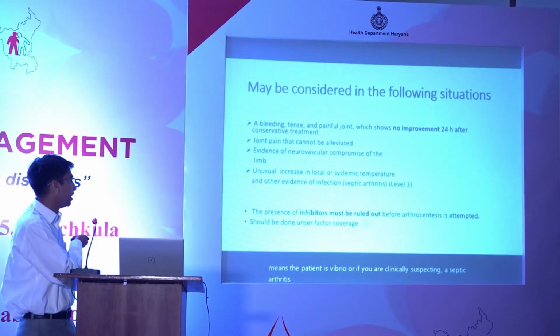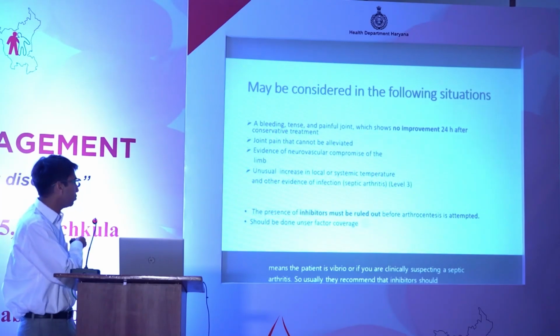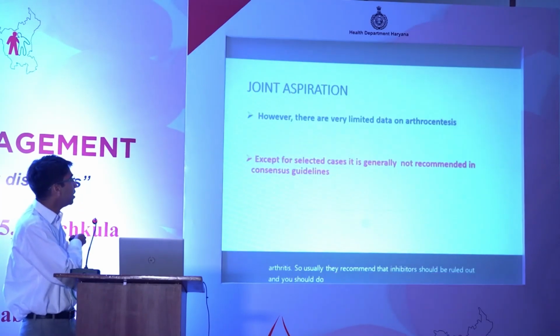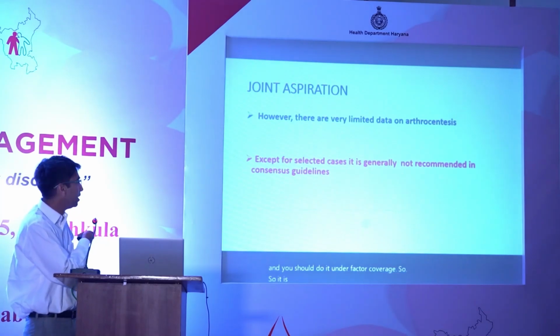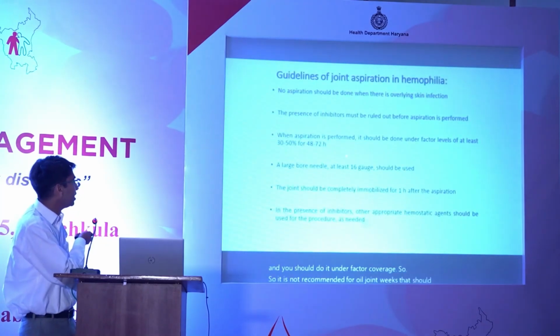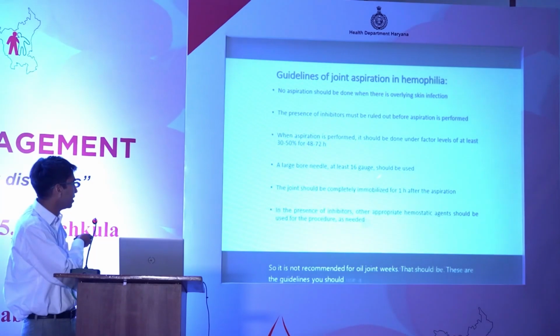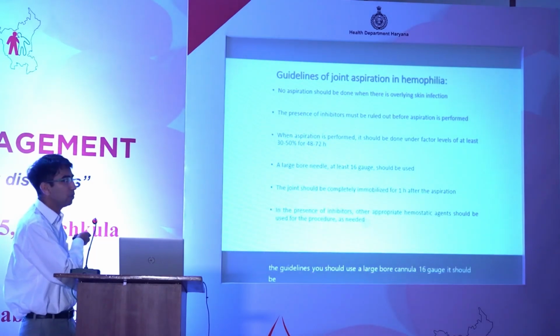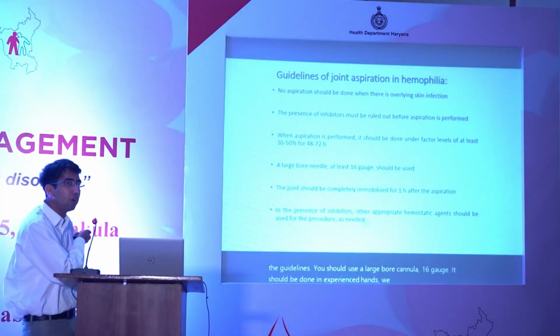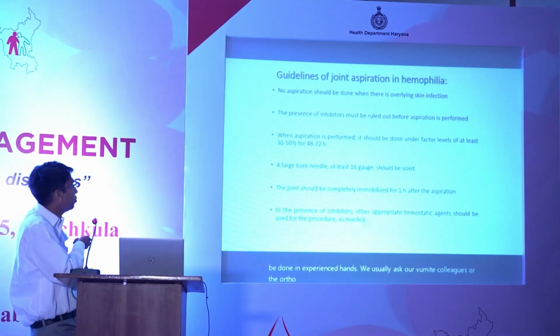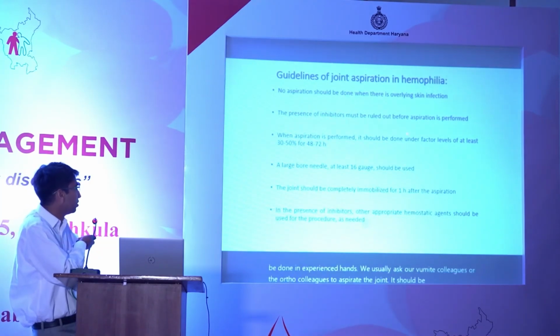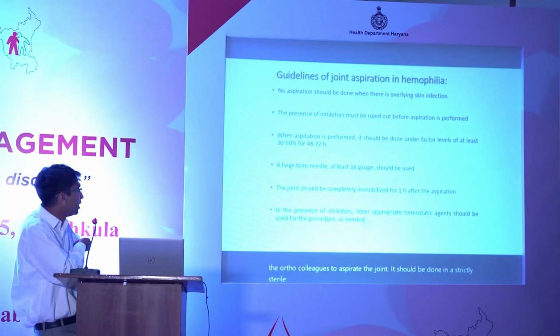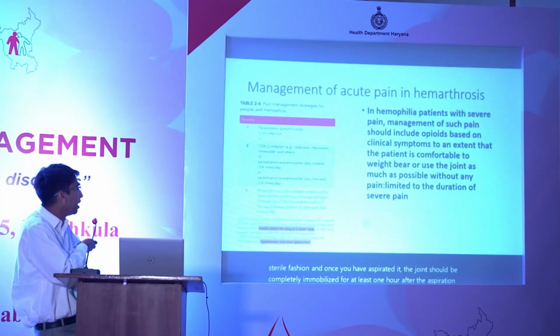Usually they recommend that inhibitors should be ruled out, and you should do it under factor coverage. So it is not recommended for all cases; these are the guidelines. You should use a large bore cannula, 16 gauge. It should be done in experienced hands. We usually ask our PGIMER colleagues or the ortho colleagues to aspirate the joint. It should be done in a strictly sterile fashion, and once you have aspirated it, the joint should be completely immobilized for at least 1 hour after the aspiration.